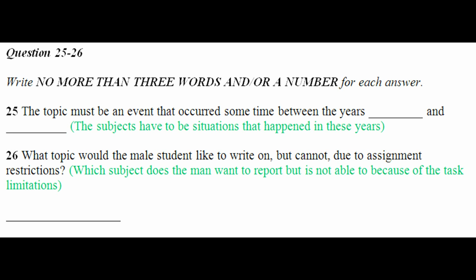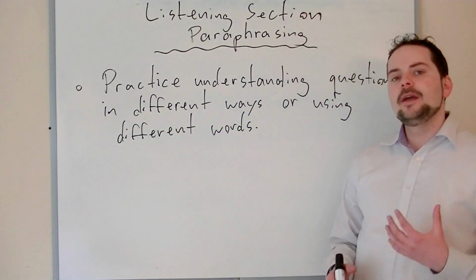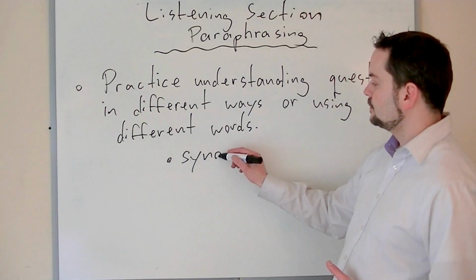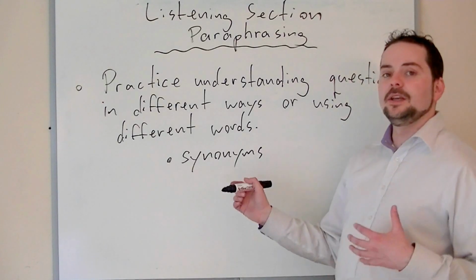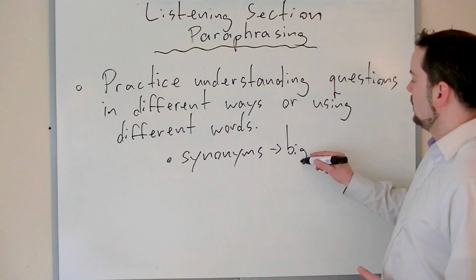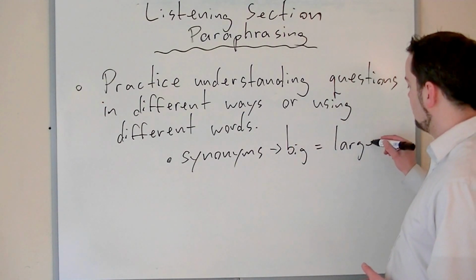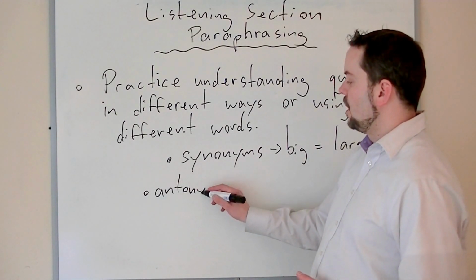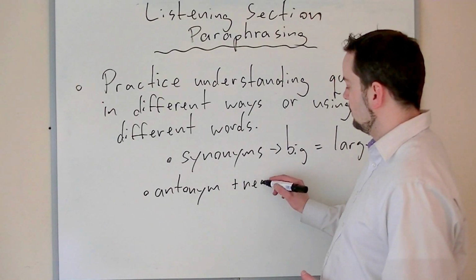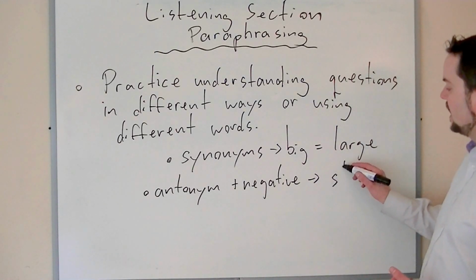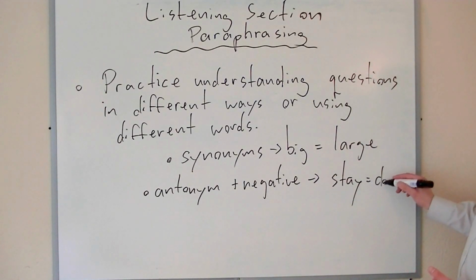You now have some time to look at questions 27 to 30. Now again, remember that there are many ways to paraphrase. So one way to paraphrase is synonyms. Synonyms are basically different words that have the same meaning, like big is the same as large. Another way that we can paraphrase is using an antonym, which is the opposite word, plus a negative word. So, for example, stay is the same as saying don't go.